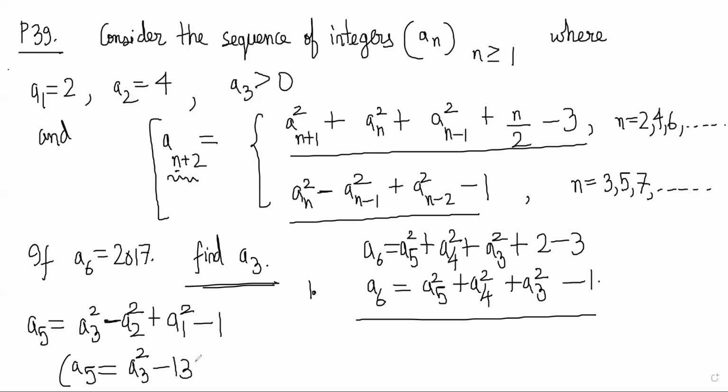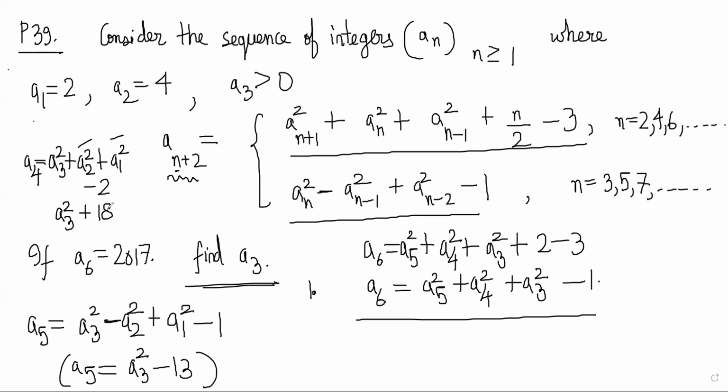And in the same way we can write an equation for a4. So write the equation for a4 then. So a4 is equal to a3 whole square plus a2 whole square plus a1 whole square minus 2, so n is 2, so minus 2. And a2 and a1 are 16 and 4, so this 20 is 19. So this is plus 18 then, right?